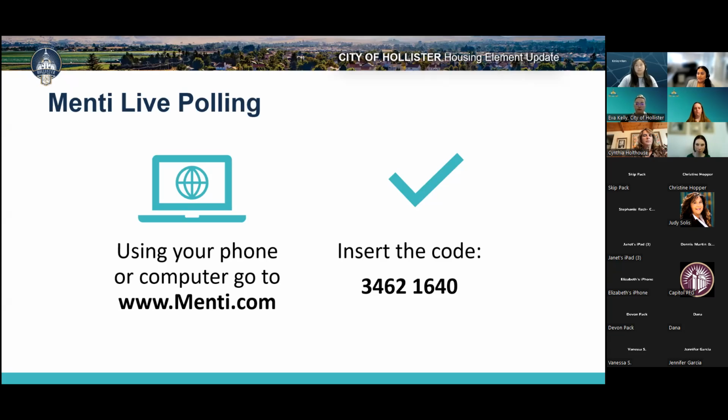So if everybody could, on their phone or computer, please go to menti.com, and then you should be prompted to insert the code shown on the right of your screen. You will be able to participate live in our activity. And we will also have a time for question and answers at the end of this presentation. So if there's anyone that has questions on the information that was just discussed, we will follow up on that a little bit later in today's meeting.